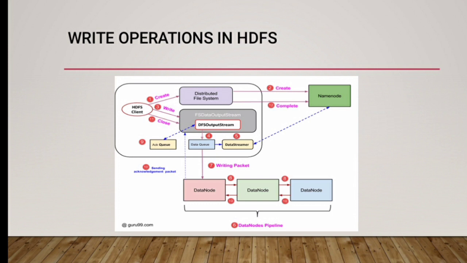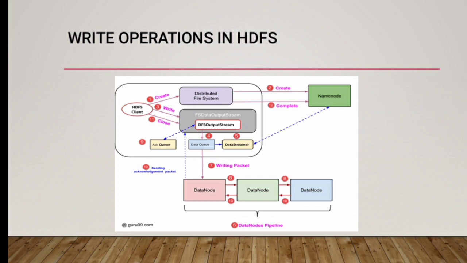for replication. Now, the process of replication starts by creating a pipeline using data nodes. In our case, we have chosen a replication level of 3 and hence there are 3 data nodes in the pipeline. The data streamer pours packets into the first data node in the pipeline. Every data node in a pipeline stores the packet received by it and forwards the same to the second data node in the pipeline.